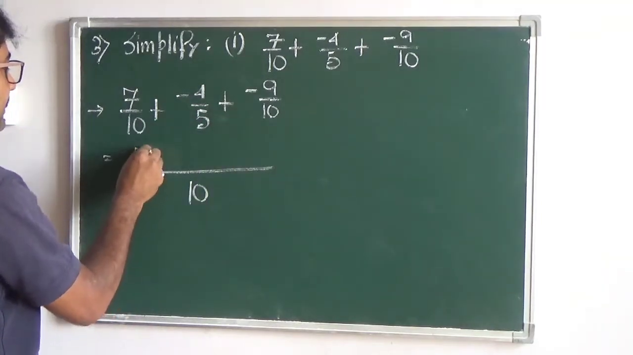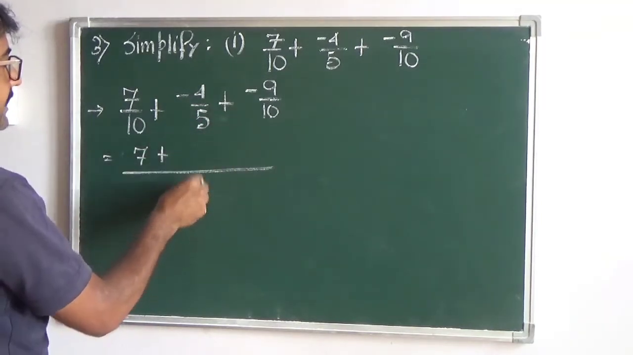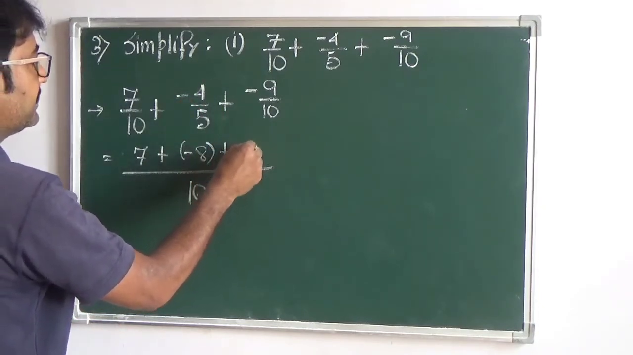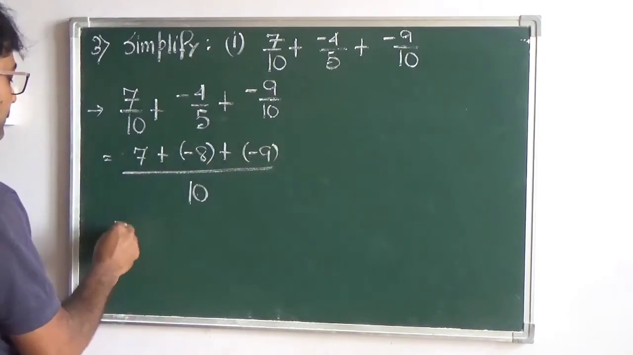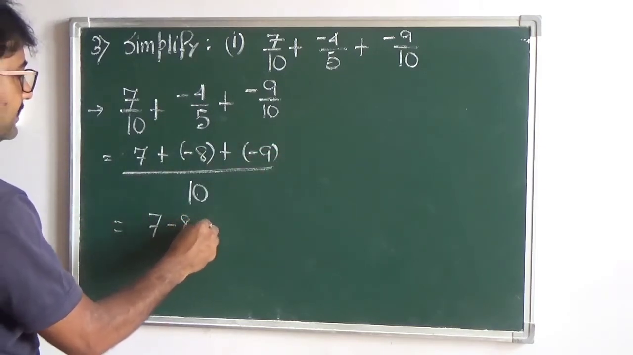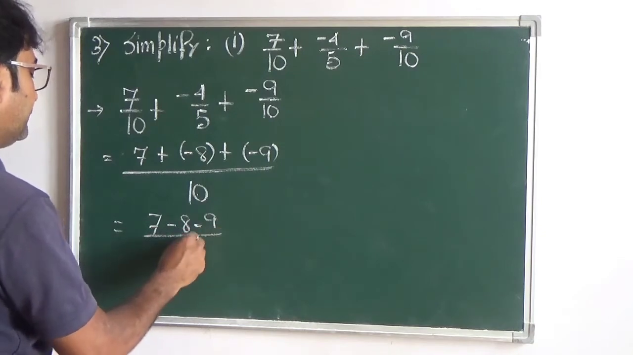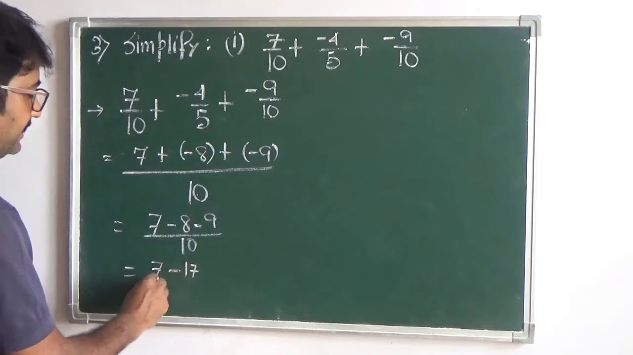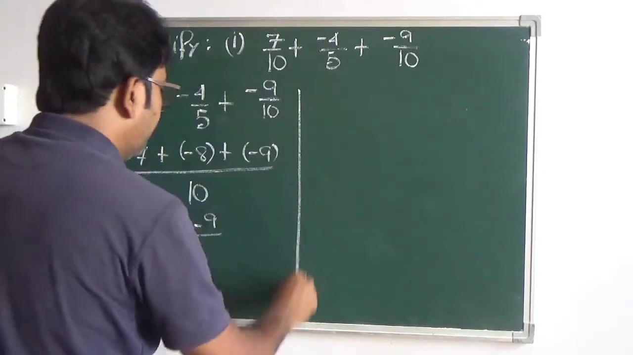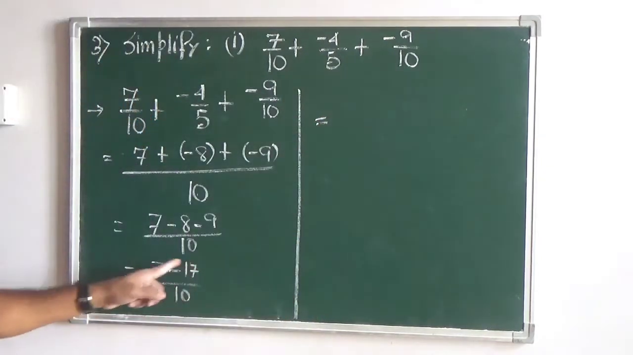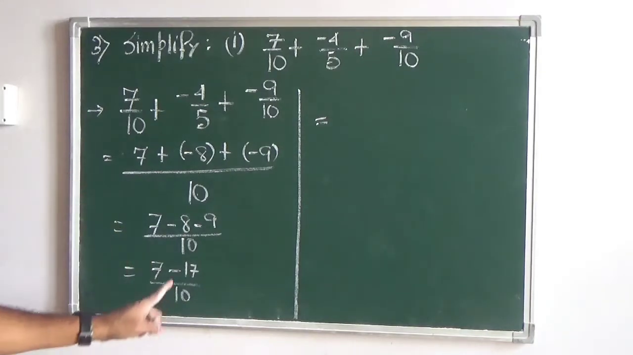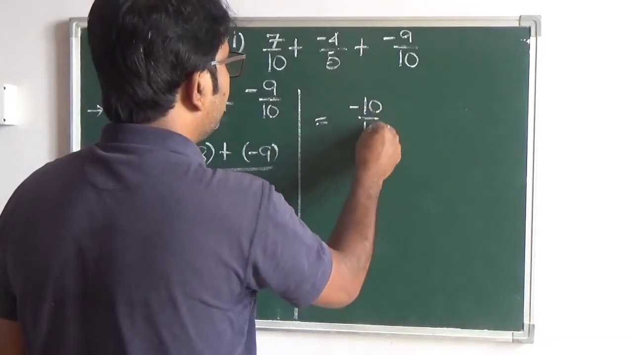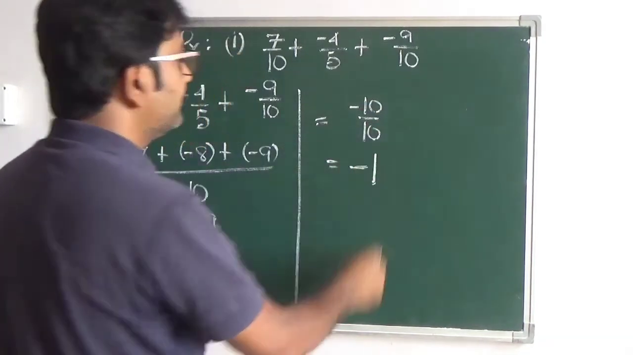So it is 7, plus 2 times multiplied by 4, it is minus 8. This remains the same. This is minus 9. So you can write 7 minus 8 minus 9 by 10. So we add the negative terms, 8 plus 9 is 17, so 7 minus 17 by 10, and then we have 17 minus 7 is 10, but the sign will be negative because 17 is the bigger number. So it is minus 10 by 10, and that is equals to minus 1.